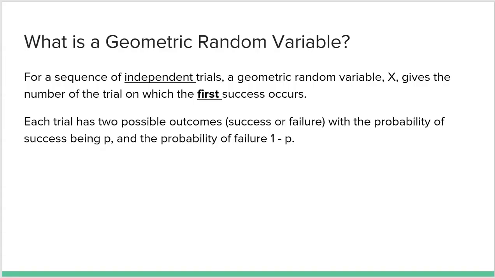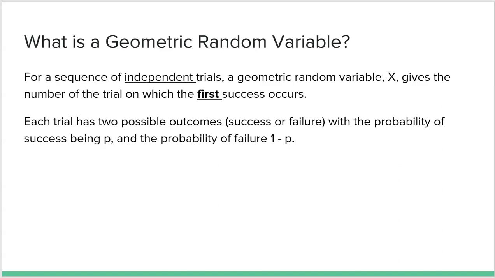All right, so first, what is a geometric random variable? Well, for a sequence of independent trials, a geometric random variable X gives the number of the trial on which the first success occurs. Each trial has two possible outcomes, success or failure, with the probability of success being P and the probability of failure being 1 minus P. So the most important thing here, the two things that I underlined, these have to be independent trials, which was true for the binomial random variable as well. What happens on each trial has to be independent, cannot affect the next one or any coming or prior.